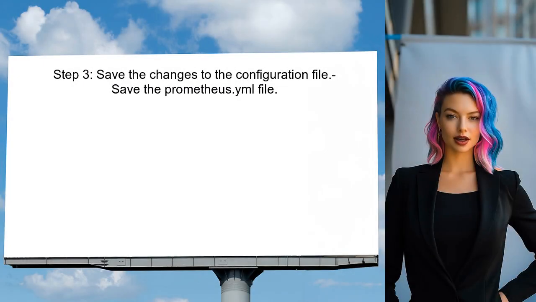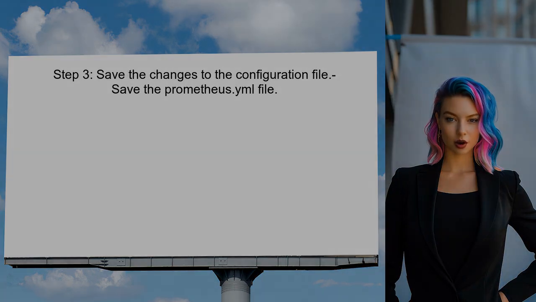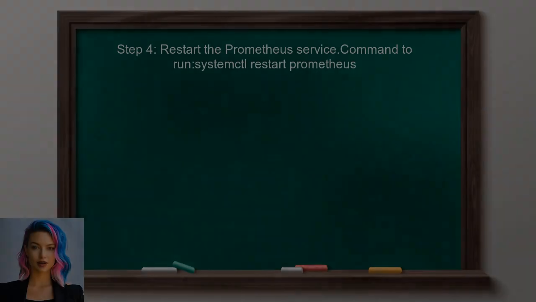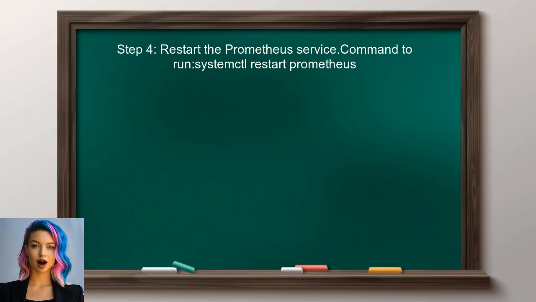After adding the custom header, the user should save the changes to the prometheus.yml file. This ensures that Prometheus will use the new header when making requests. Finally, the user must restart the Prometheus service to apply the new configuration. This can typically be done using a command in the terminal.